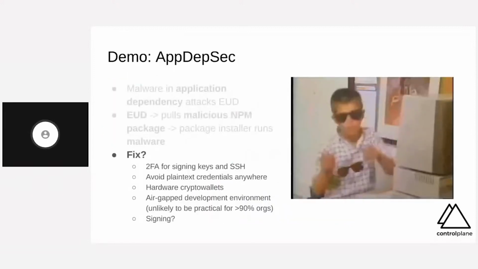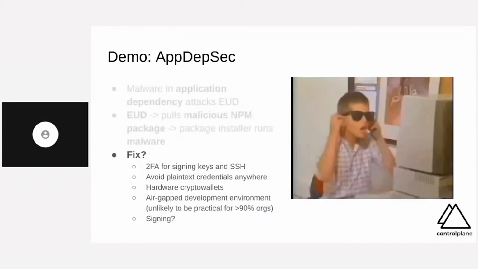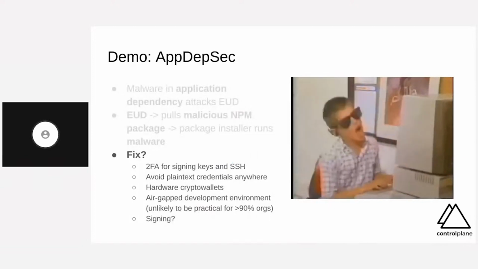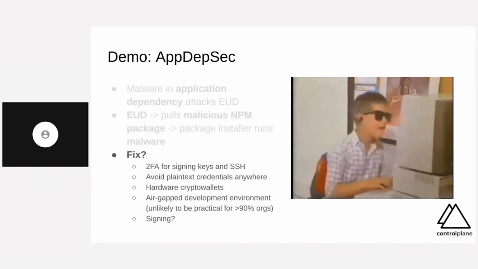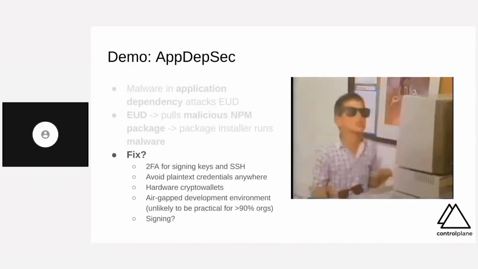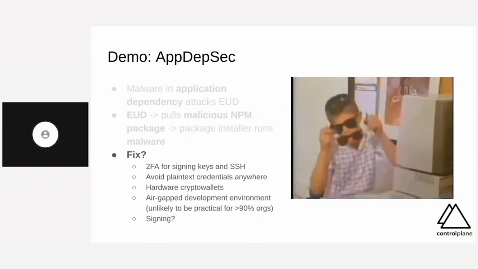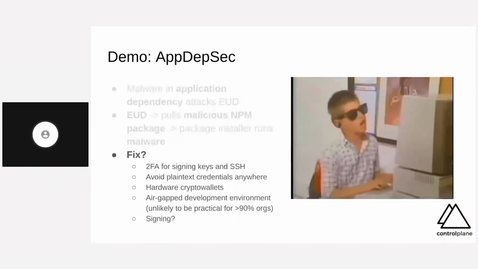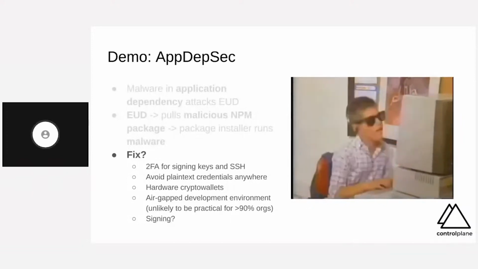So what did we just see? We need 2FA on everything. It's there for a reason. Signing keys, SSH access: we can't trust things that are on our local disk to be forever secure. Plain text credentials can be stolen easily. Hardware crypto wallets, if that's your kind of thing, it should be self-evident. We can't really use air gaps.